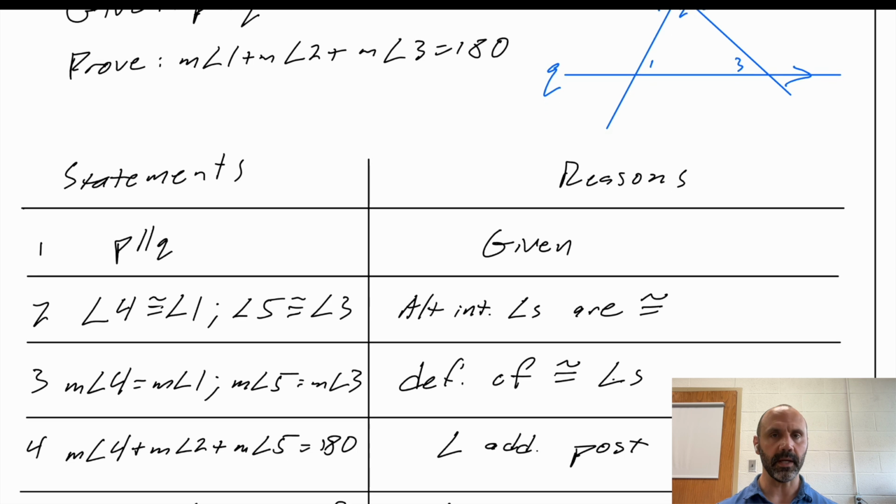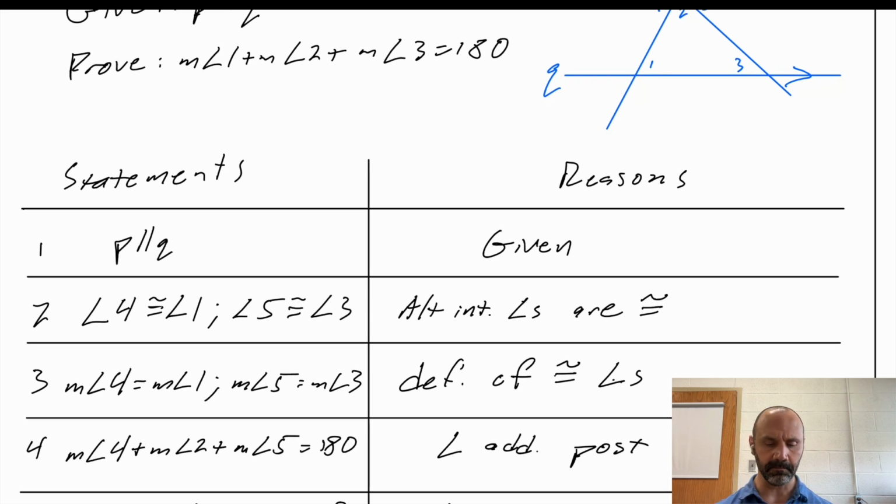Okay. I am going to be putting things into an equation, adding things up. So then I'm also going to say the measure of angle 4 is equal to the measure of angle 1.